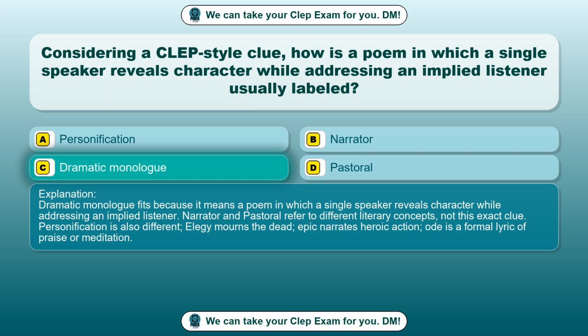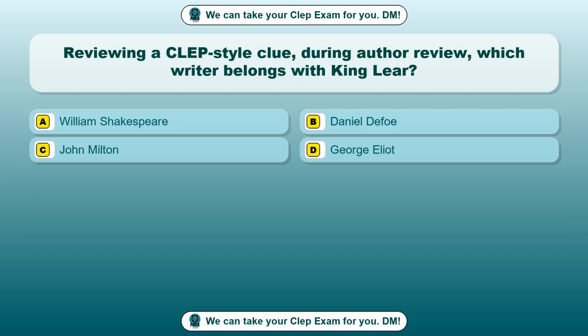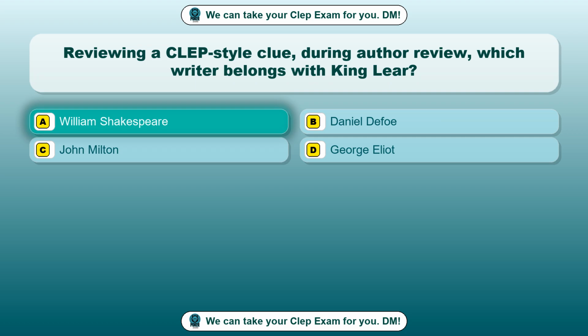Question 39. Reviewing a CLEP-style clue during author review, which writer belongs with King Lear? Option A, William Shakespeare. Option B, Daniel Defoe. Option C, John Milton. Option D, George Eliot. The correct answer is option A, William Shakespeare.